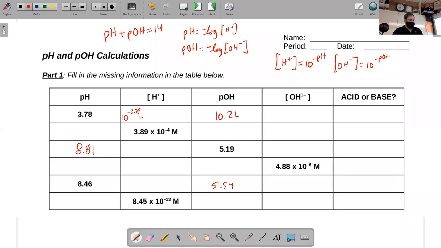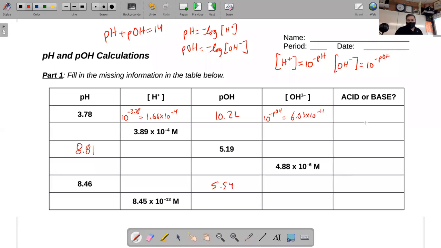On your calculator, you can just hit 10 caret negative 3.78. And watch out, because on the right-hand side, there'll always be times 10 to the something. And this is 1.66 times 10 to the negative fourth. Same thing over here for pOH. The hydroxide concentration is equal to 10 to the negative pOH. So whatever 10 to the negative 10.22 is, that's like 6.03 times 10 to the negative 11th.